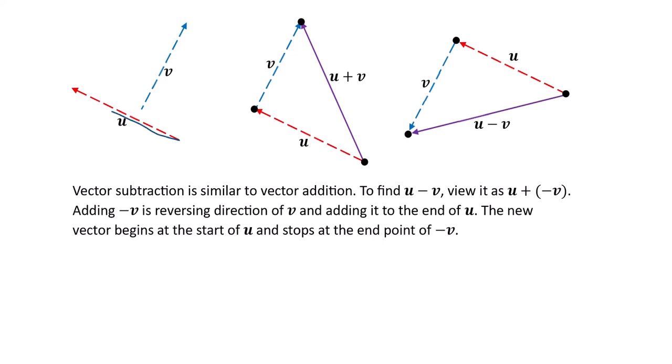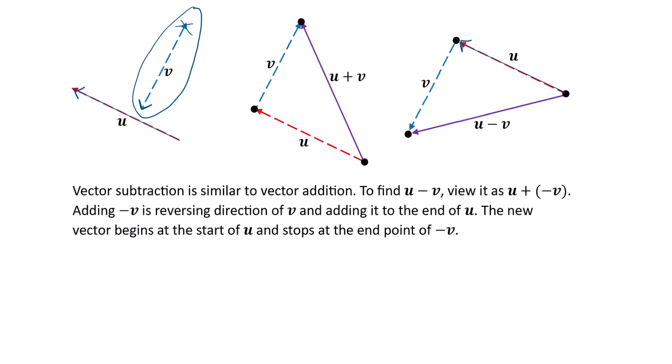So we would pick up this vector u and move that here. At the end of u, we have vector v, except we're taking the opposite of it. So this is turned around in the opposite direction. The arrow is no longer there.